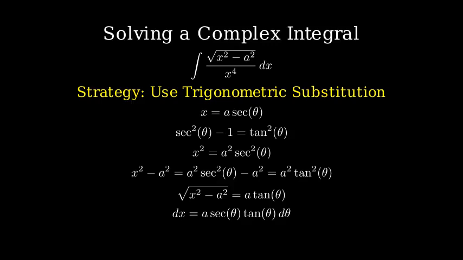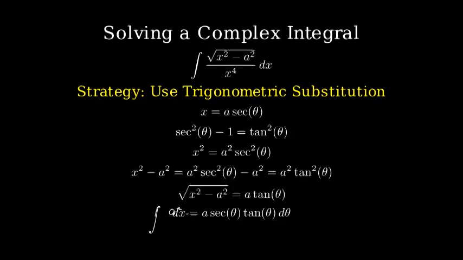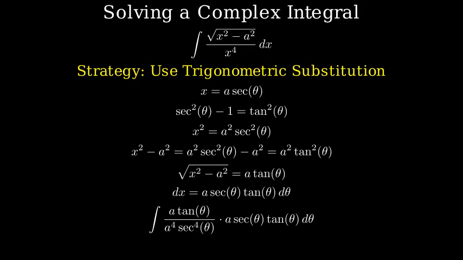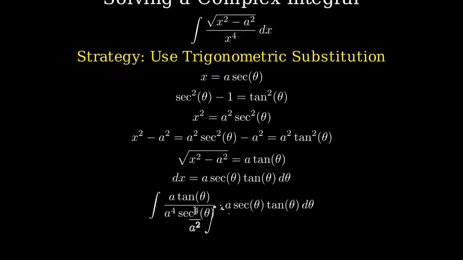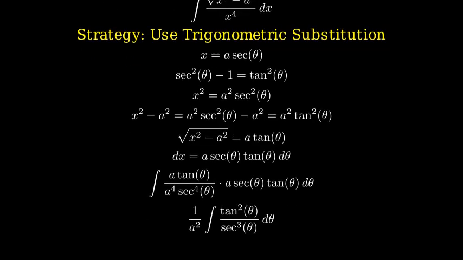Now let's substitute everything back into our integral. Our integral becomes the integral of a tangent theta divided by a to the fourth power secant to the fourth theta times a secant theta tangent theta d theta. Let's simplify this expression. After combining terms, we get 1 over a squared times the integral of tangent squared theta over secant cubed theta d theta.